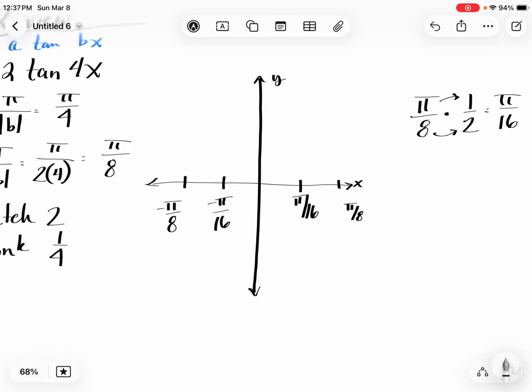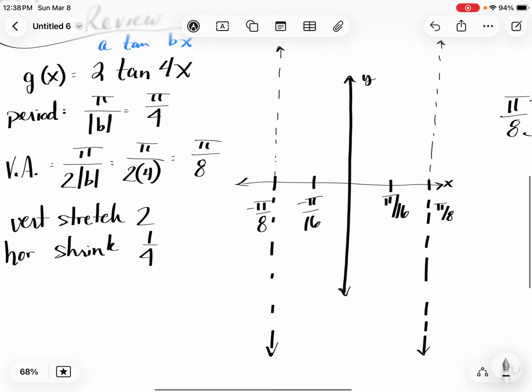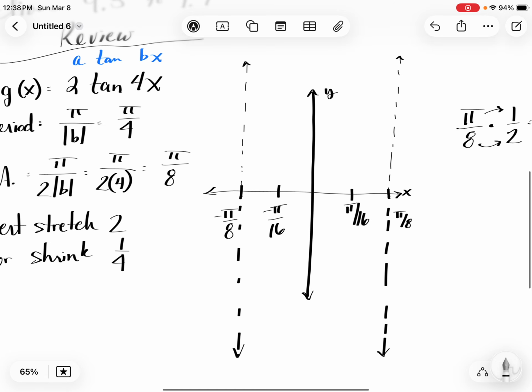Now at the pi over 8s, I'm going to make these invisible lines, those asymptotes. Asymptotes are lines that the graph can't cross, and they're not really there, but they're there to help guide us. Then since the a was 2, this is where we use the a. I'm going to go up 2 spaces, and I'm going to go down 2 spaces. So your amplitude was 2.